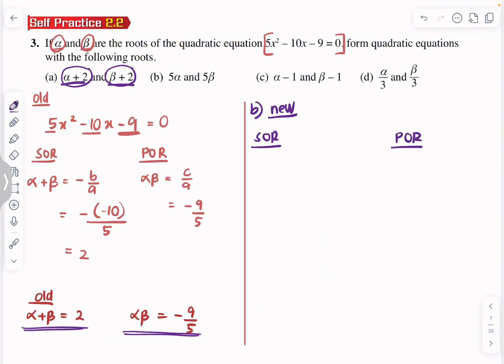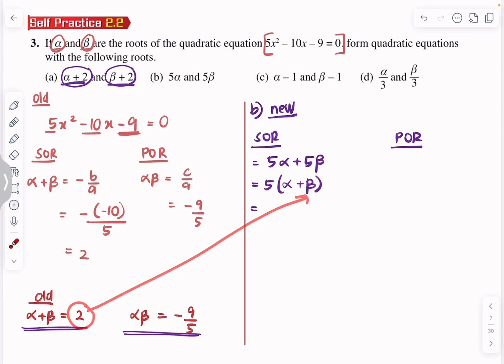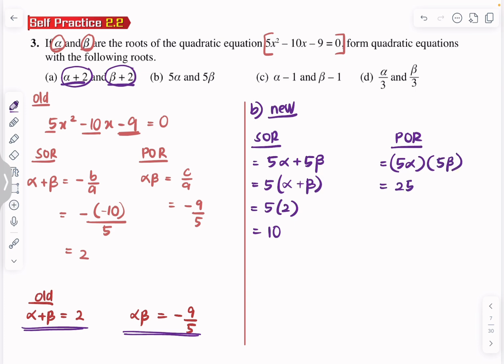Okay. So our new sum of roots will be 5 alpha plus 5 beta. We can factorize it: 5 times alpha plus beta. We know alpha plus beta is 2, so we put this inside here. 5 times 2 is 10. And then our product of roots will be 5 alpha times 5 beta, giving us 25 alpha beta. We know alpha beta is this, we put it inside here. So 25 times negative 9 over 5.